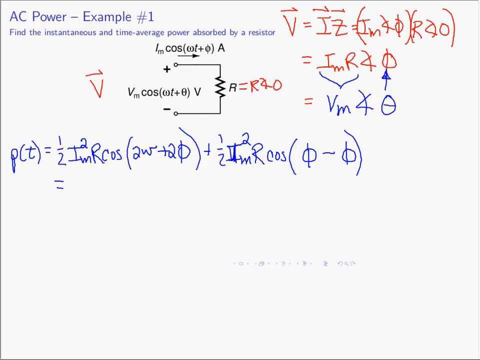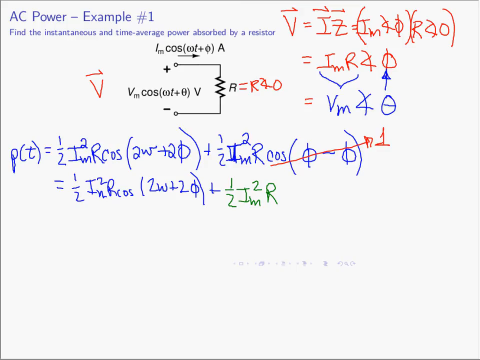And then simplifying this, we'll get 1/2, well, we can just leave that the way it is, 1/2 Im squared r cosine of 2 omega plus 2 phi, plus, and then we see cosine of phi minus phi is the cosine of 0, so this term here evaluates to 1, and we're left with 1/2 Im squared r as that term. And so we see what we expect. Here we have some constant part, and here we have an oscillating part, and notice the frequency of oscillation is twice the frequency that we started with.